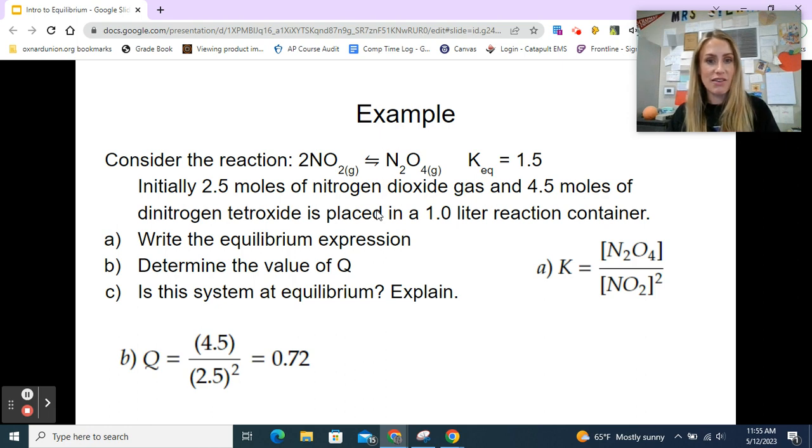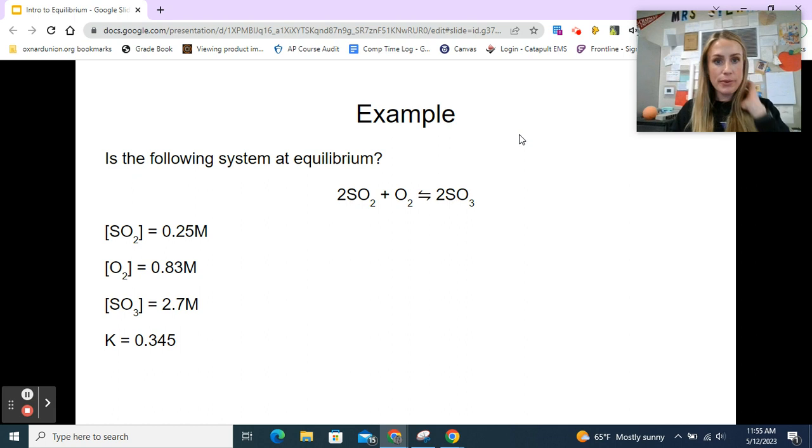And then solving this, we get 0.72. I give you the equilibrium constant up here is 1.5. So we could see that 0.72 is not equal to 1.5. So my answer for C is no, the system's not at equilibrium because Q does not equal K. And that's as simple as that. All right, let's do one more example.